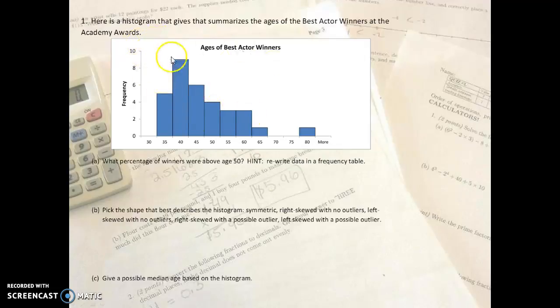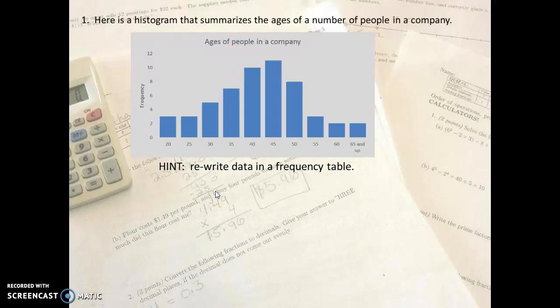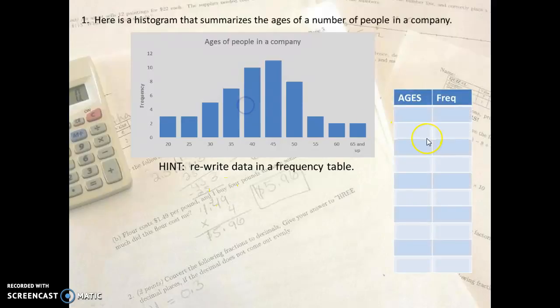Number 1, we got a bar chart, histogram, analysis questions. Well, I'll switch up the chart on you a little bit, but I'll walk through the same process. The main thing in order to get through this is that hint that I gave you, rewrite things in the table. So if I give you this chart, I'm looking for a table, or I think that's one of the easiest ways to approach this problem.